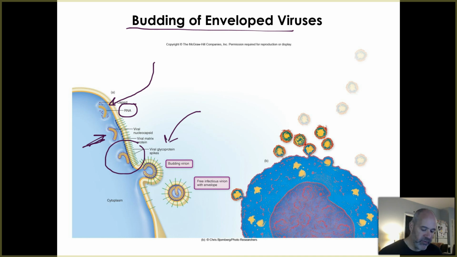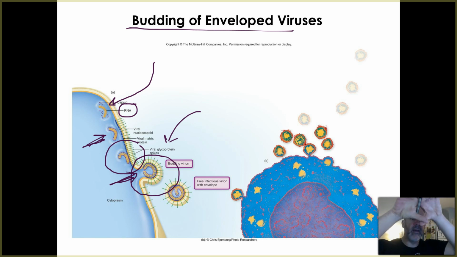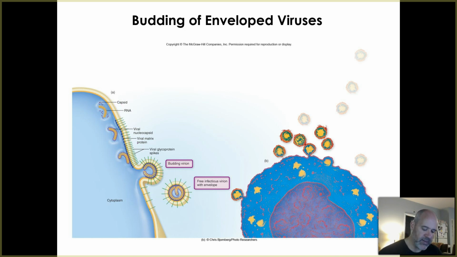The capsid approaches, as you see there, and as that happens, the capsid proteins and the spikes are very strongly attracted to each other, and so the capsid pushes itself through the host cell membrane, and the spikes wrap themselves around the capsid. As that happens, a piece of the membrane pinches off as well, and that becomes the virus's envelope. You can see that over here.